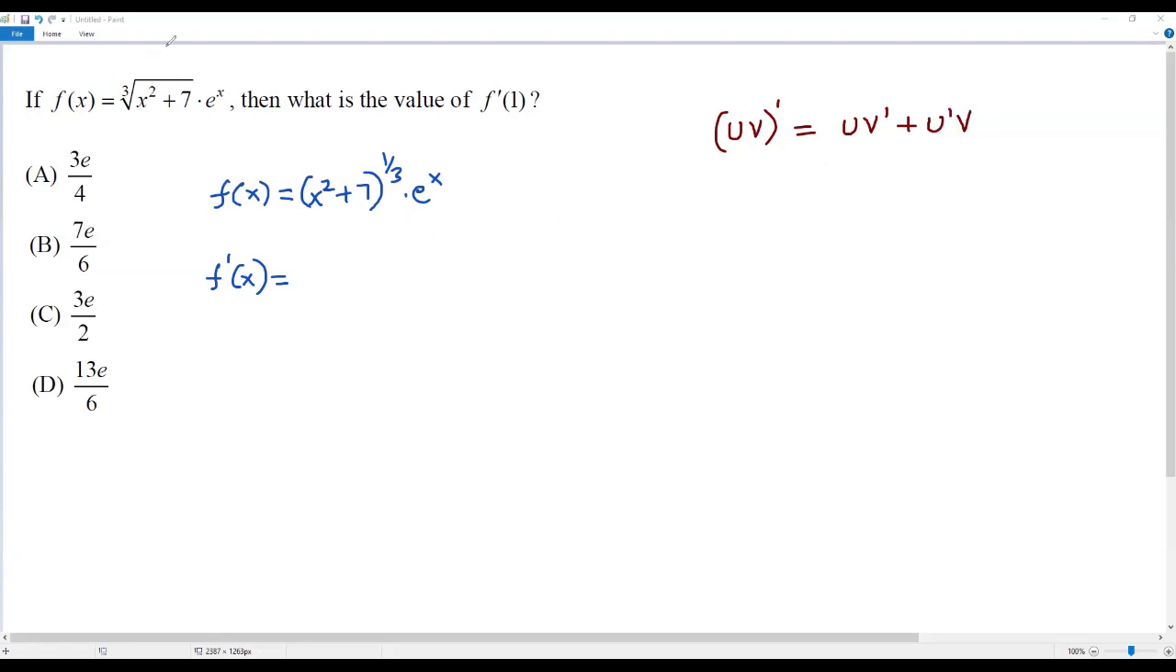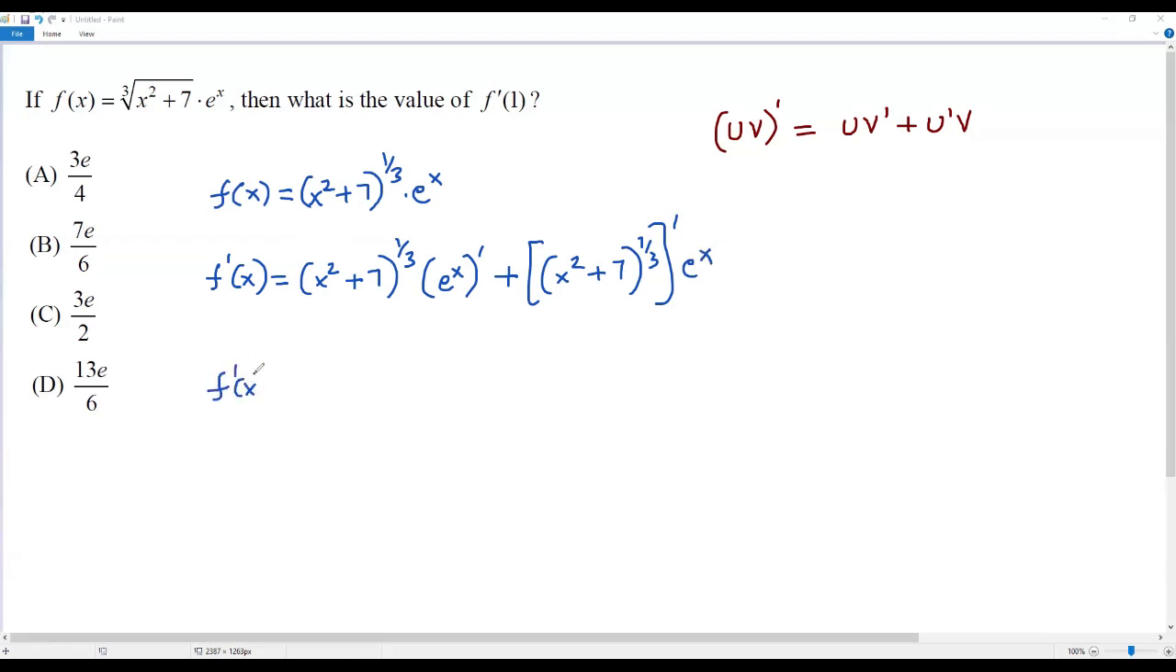So the same process I have to do in our problem. We assume this is u and this is v. We keep u, the first one, as it is, that is (x squared plus 7) raised to the power of 1/3. Now we have to get the derivative of the second one, v, which is e to the power of x, prime. Now I take a positive sign. Then I get the derivative of (x squared plus 7) raised to the power of 1/3, prime, and keep the second one, e to the power of x, as it is.